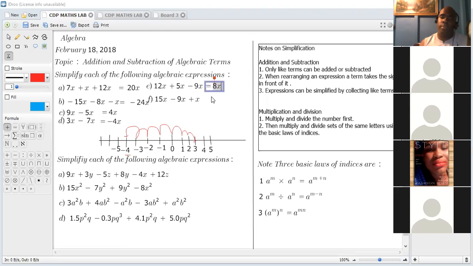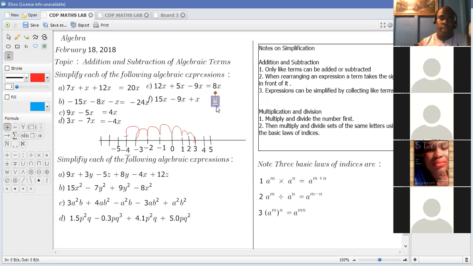Can I try? Go ahead, Chanel. Would it be 7x since it says plus x? Yes, 7x is the answer. That's correct, Chanel. Very good. So you take 9 from 15, you get 6, and you add the next x, you get 7x. Job well done. Everybody did a good job so far. Thank you for participating. I love that.